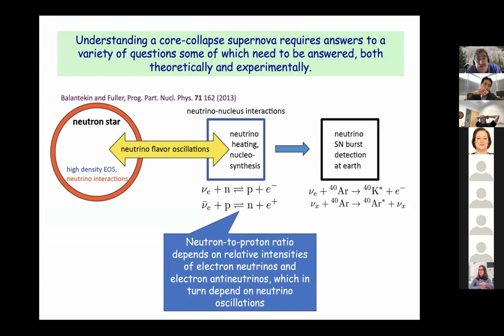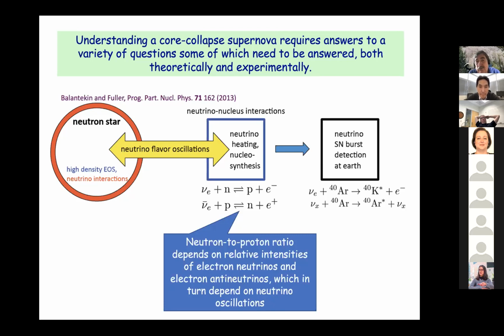So there are a lot of questions that you need to answer, and these have to be answered both theoretically and experimentally. For example, the neutron star has a very high density, so you have to know the high density equation of state. Neutrinos remain trapped for a while, so you have to know the properties of weak interactions inside the high density equation of state. And then eventually they decouple, they oscillate. These can be flavor oscillations or they can be collective oscillations. That is the main topic of this talk.